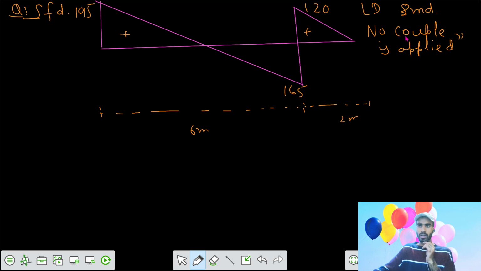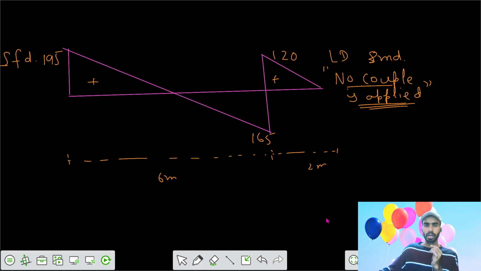Earlier we saw that there was some net bending moment developed. So to balance that, we said that there should be some couple applied somewhere. In this question, it's mentioning there is no couple applied. So we need to see what's happening inside.